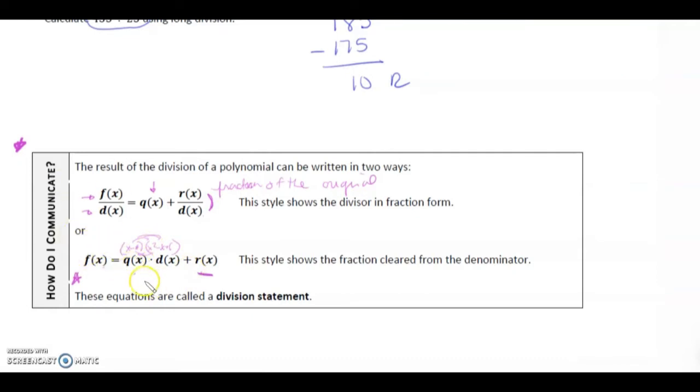I like this one because, see how this is QD plus R? Well, I think of DQ, like Dairy Queen. Dairy Queen plus R. That's how I memorize this. So this style shows the fraction cleared from the denominator. Okay, and then these two are called division statements. We are going to use this one.